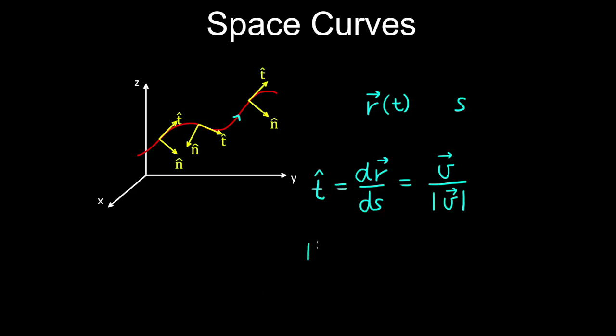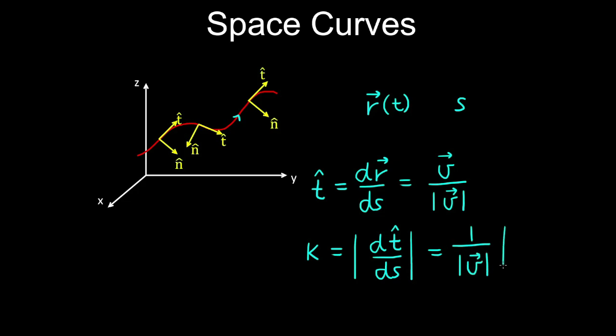And the curvature in 3D space is the same expression as for planar curves. So that was the magnitude of the derivative of the tangent vector function with respect to the arc length parameter, which is equal to the reciprocal of the magnitude of the velocity vector times the magnitude of the derivative of the tangent vector with respect to the parameter t.